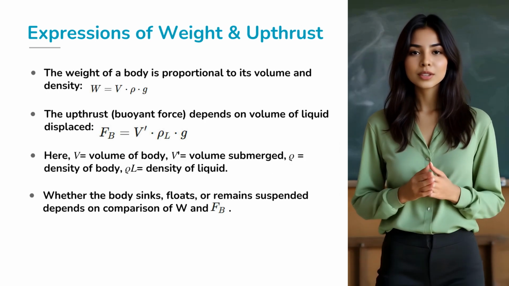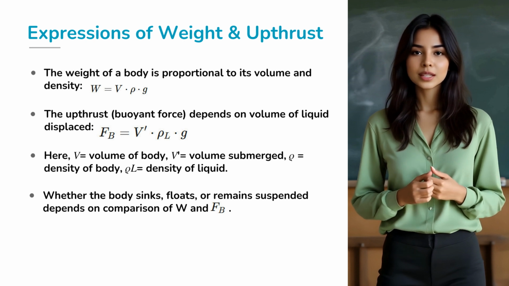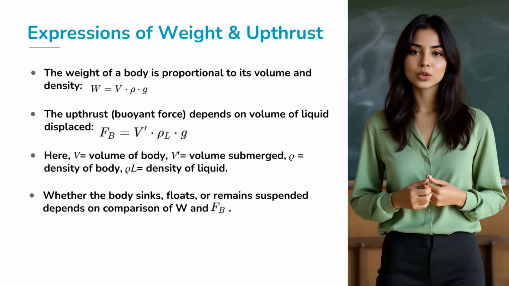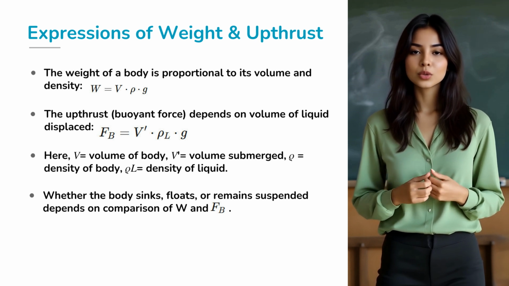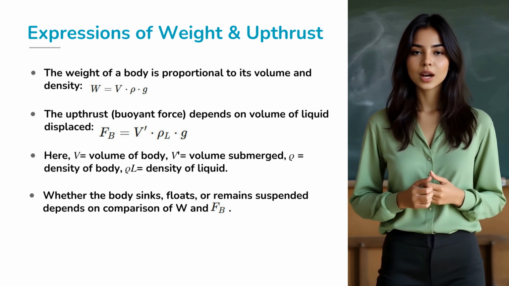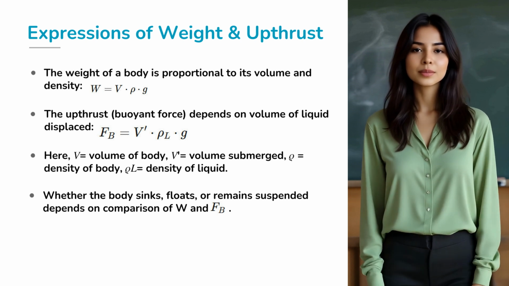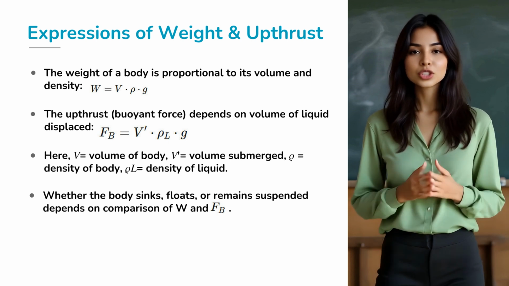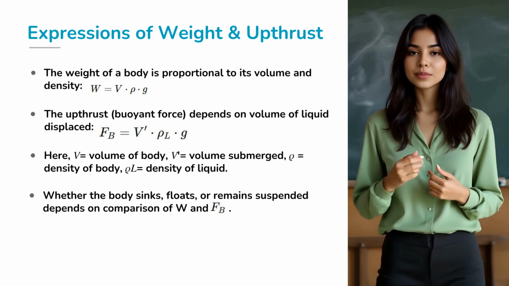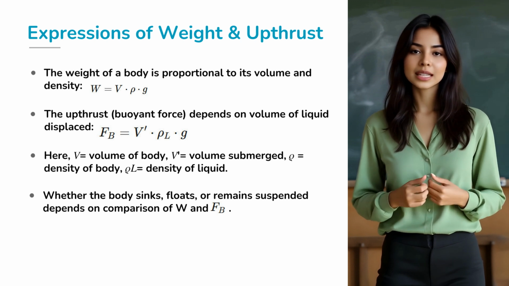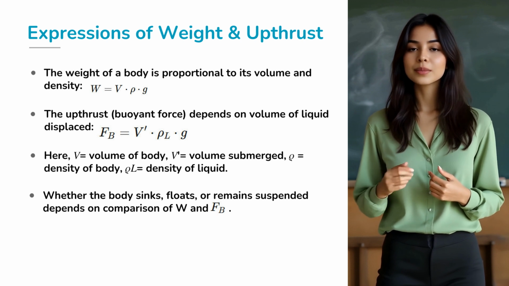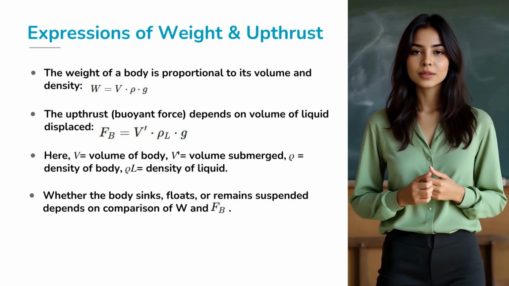Now, let's quantify these forces. The weight W of a body is given by volume into density into acceleration due to gravity. W equals V into rho into g. Equation 1. The upthrust Fb depends on how much liquid gets displaced. It equals the volume of the submerged part of the body into density of liquid into g. Equation 2. So if you know the body's density and how much of it is submerged, you can predict whether it will float or sink. This is the heart of flotation.